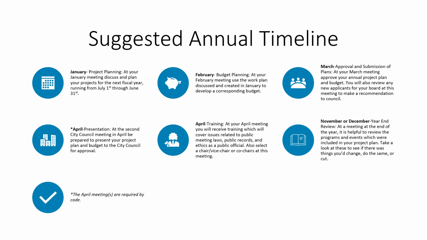In April, you will present your project plan and your budget to the City Council, and you'll also receive this training. You'll also have to select your chair and vice chair or co-chairs if you so choose. In November or December, it's a great idea to do a year-end review. It's helpful to look at what programs and events were successful and what things you will need to update.